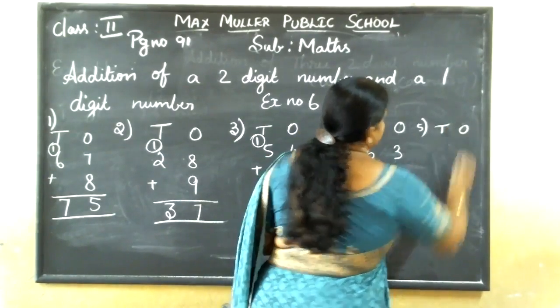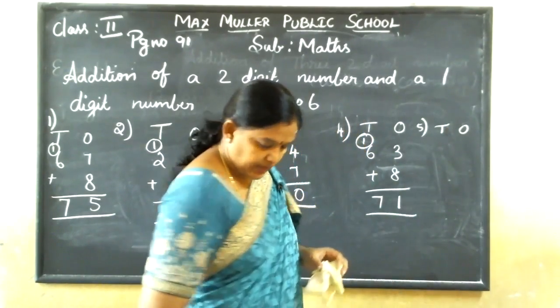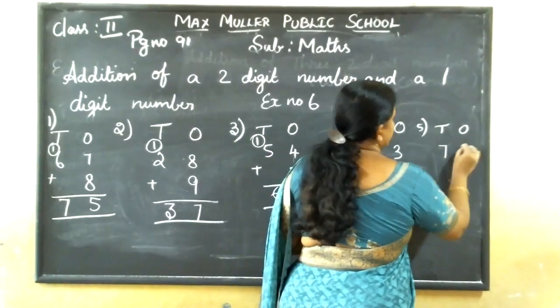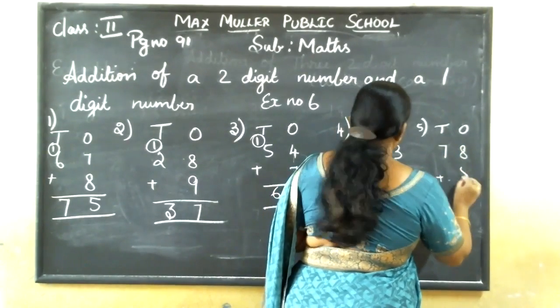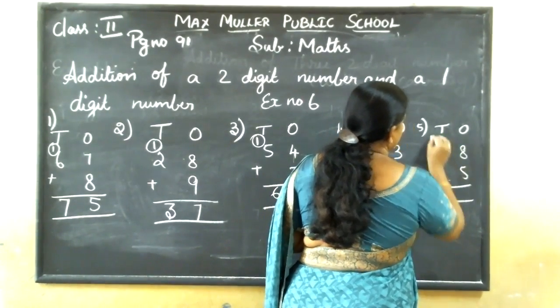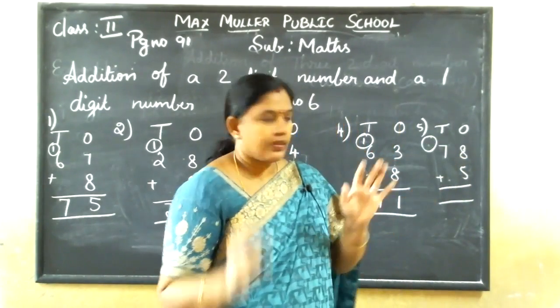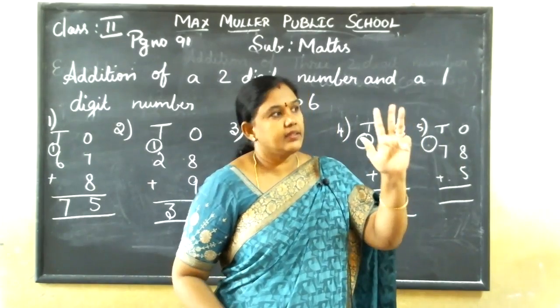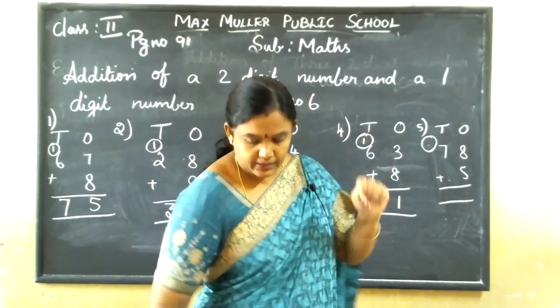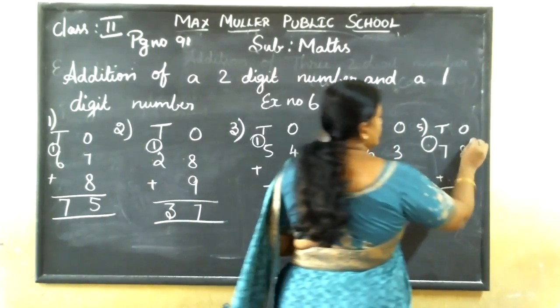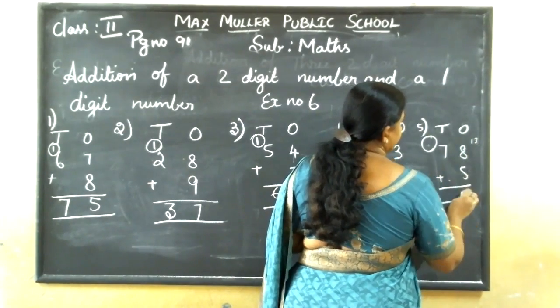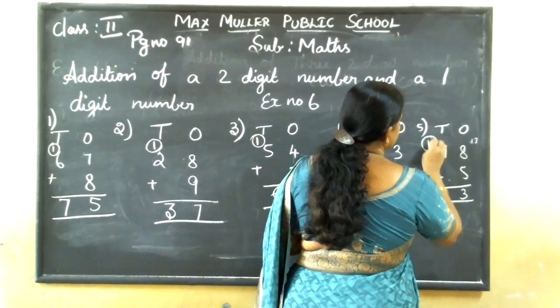Tens, ones. 78 plus 5. 78 plus 5. See, 8 in the mind, 5 in the finger. After 8, 9, 10, 11, 12, 13. 13. 3 will write here. 1 you will carry to tens column.